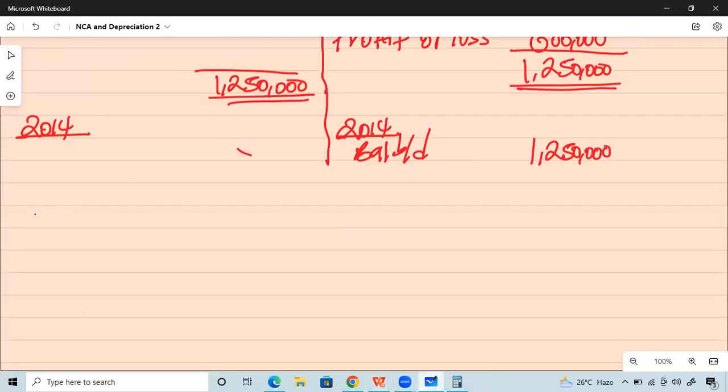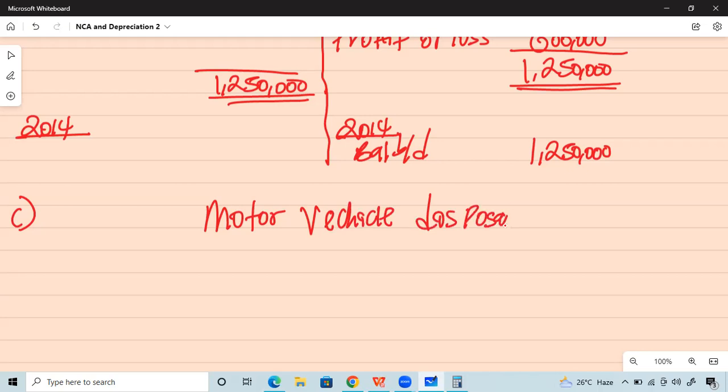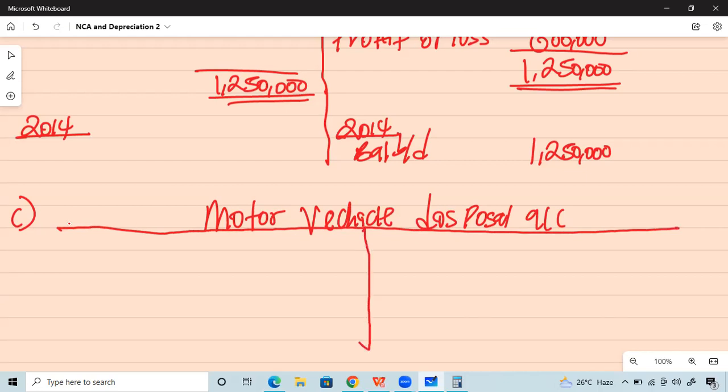Requirement C is asking you to prepare disposal accounts. It's asking you to prepare the motor vehicle disposal account. This is our debit and these are credits.